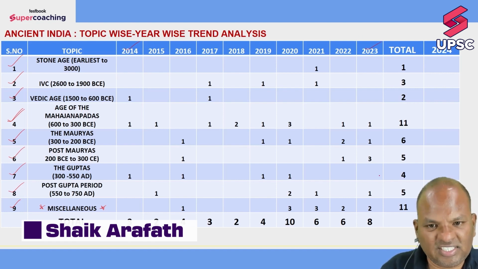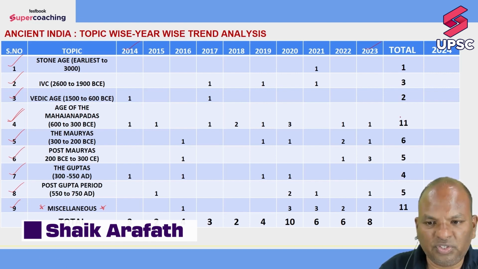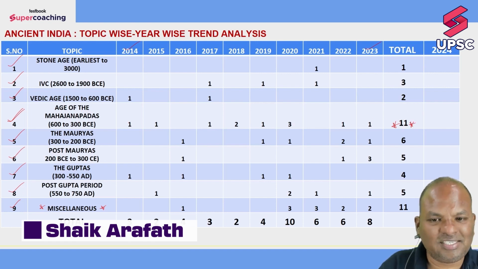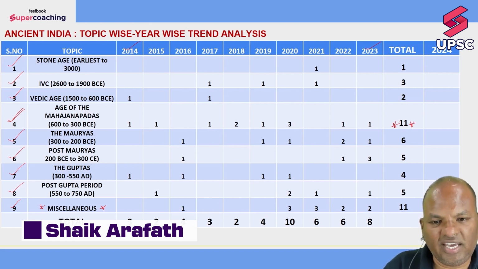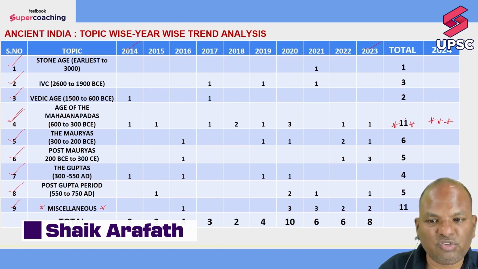If you take a look at this table, clearly the 4th chapter, that is the age of the Mahajanapadas, appears to be the favorite topic of UPSC, because of all the topics, it was this topic from which a large number of questions came. Around 11 questions came in the last 10 years. So on an average, there was at least one question each year in all of these 10 years from this particular topic. So clearly, this becomes a very, very important topic for this year's prelims as well, because on an average, we see at least one question being asked from this particular area.